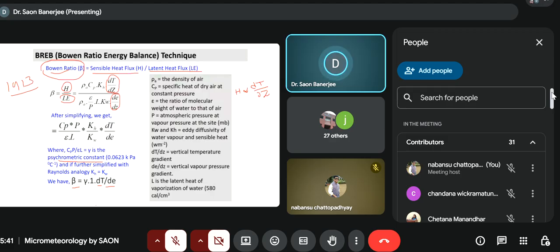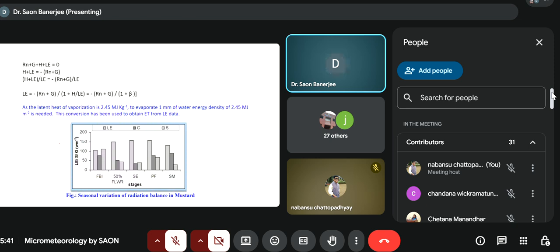So we can measure the Bowen ratio at different, for example, crop growth stages. Now just see, this is our equation: H plus Le is equal to minus Rn plus G. That is actually, as I told, the energy balance closure. Then if we divide both sides by Le, H plus Le divided by Le is equal to minus Rn plus G divided by Le. So what will we get?